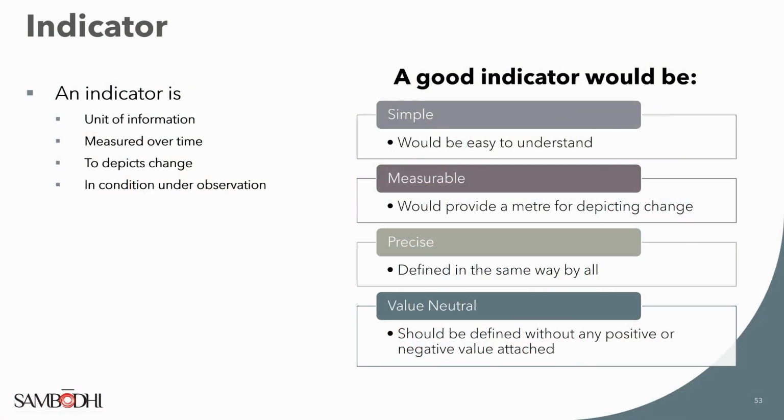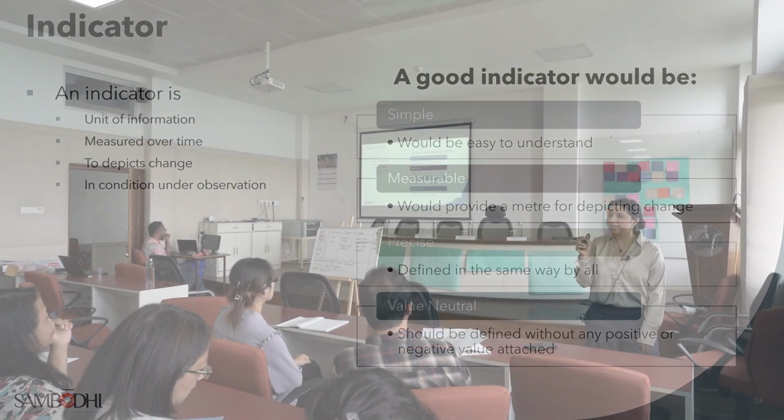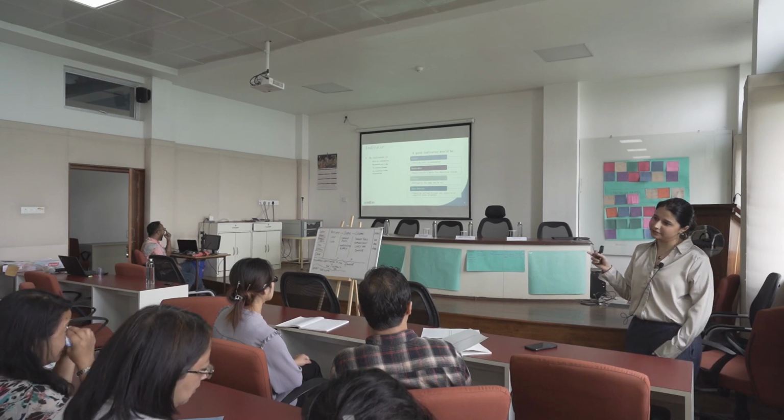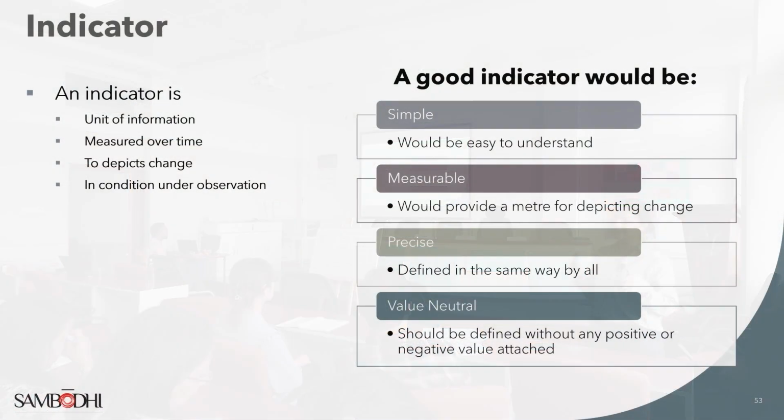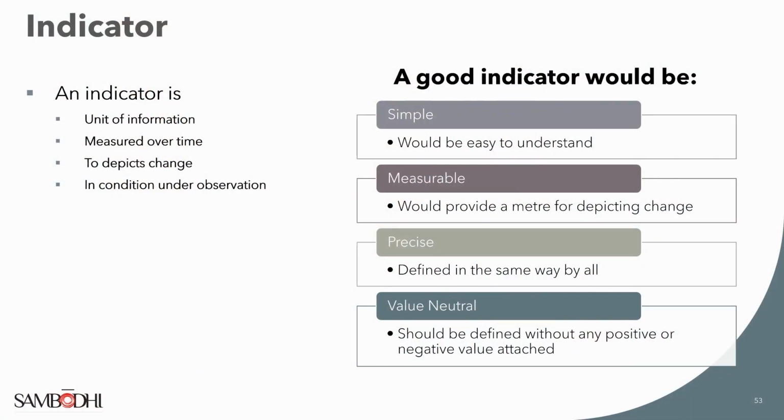Something that is measurable, so always keep in mind that I am trying to create a measurable unit of information. Something that is precise. Let's not be very vague. If it's very broad, very vague, it will be difficult to measure. So it has to be specific, something that can be easily understood and then measured. And lastly, value neutral, meaning it will not be positive or negative. It won't be "increased knowledge levels," because if I am measuring over time, my value will depict whether an increase or a decrease happened.